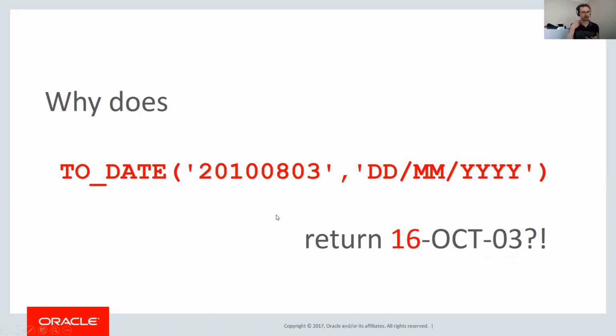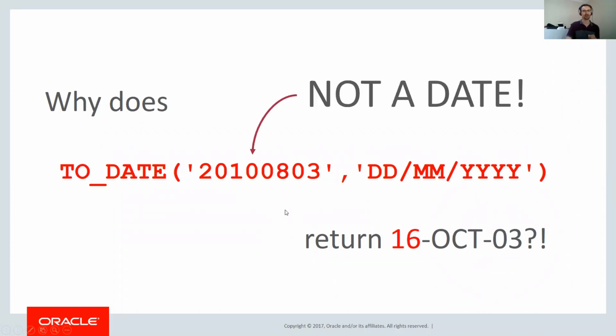But the first thing to notice here is this is just a string. As far as the database is concerned, it doesn't know that that's actually a date. All it knows is that it is the literal value 20100803, and so on. So that is not a date. It's not converting a date, it's just converting that string. So what it's doing is saying, well, day 20, month 10, and then year. So that's the first problem.